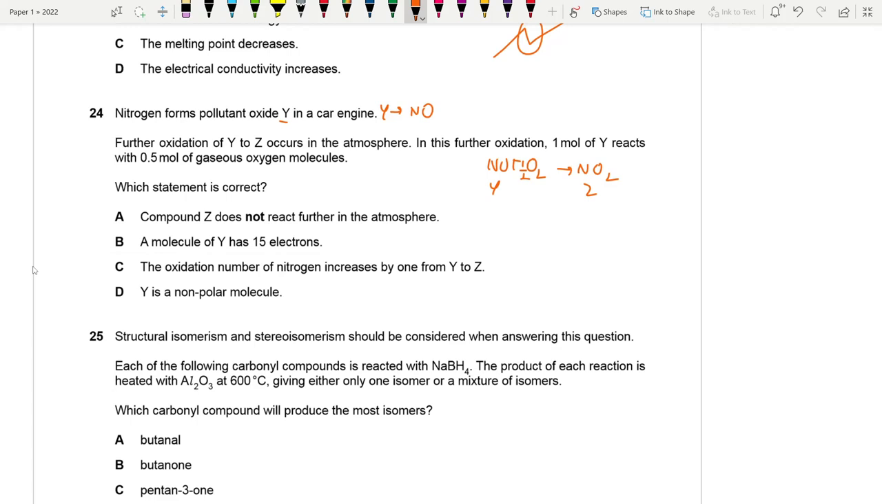Which statement is correct? A, Z does not react further in the atmosphere. That's wrong, because Z actually reacts with sulfur dioxide, right? It helps in the catalysis of acid rain formation, so that's wrong. B, a molecule of Y has 15 electrons. Okay, nitrogen monoxide. Nitrogen has 7 electrons, oxygen has 8. 7 plus 8 is equal to 15. That's good. 24B.